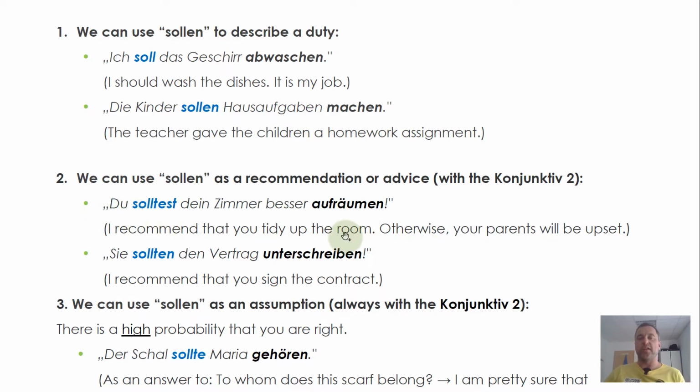You should better clean up your room. Maybe otherwise your parents will be upset. Sie sollten den Vertrag unterschreiben. So you should sign the contract. So I recommend you to sign the contract.